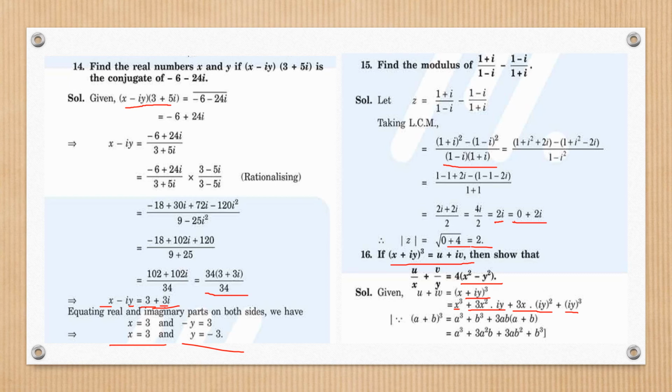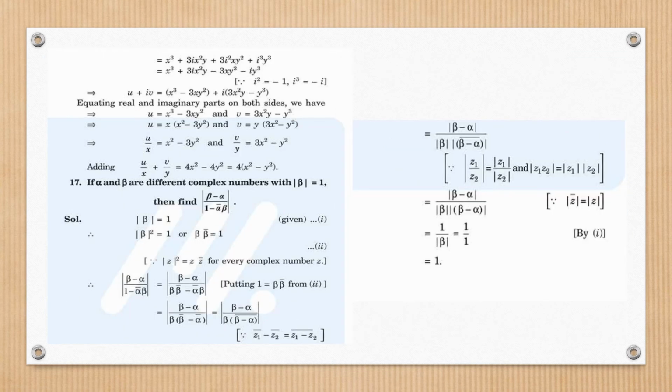Now opening. So x cube plus 3 iota x square y plus 3 iota square x y square plus iota cube y cube. Iota square is minus 1, iota cube is minus iota. So just open up, bring these two terms together for making the real part, and these two terms with iota common, take iota with the positive term common to form the imaginary part.